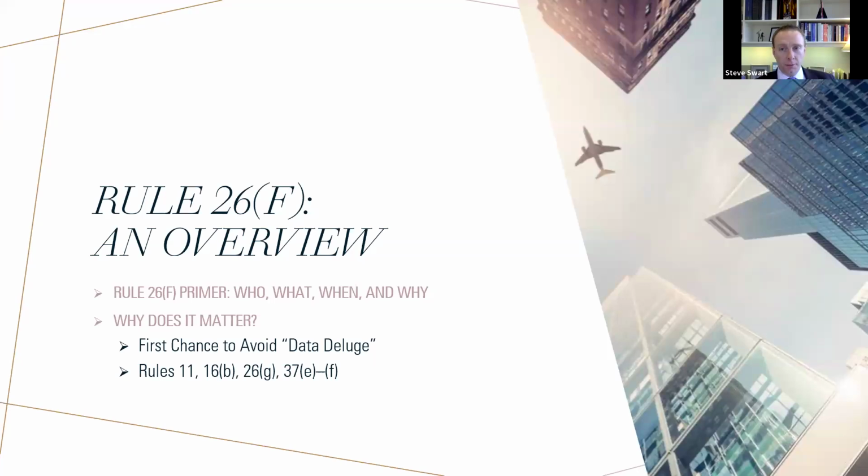Yeah, and I have highlighted here rules 11, 16B, 26G, and 37E and F, and hopefully you never see that in a motion filed against you. But those are various sanction rules for making representations or not complying with obligations.